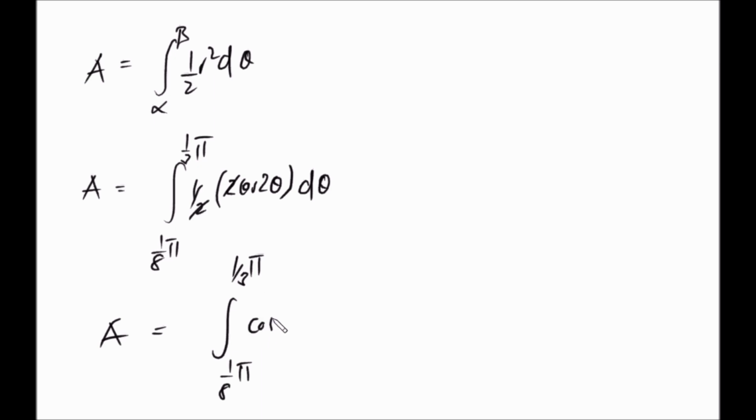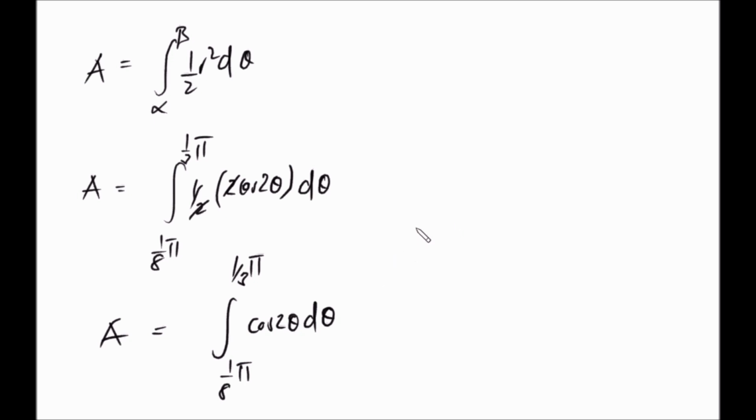We have said area is equal to, from alpha to beta, you integrate 1/2 r squared with respect to theta. So our alpha is 1/8 pi, our beta is 1/3 pi. So we have half. This time you don't square, because you have already been given r squared. So with respect to theta. So 2 and 2 go. So our area is just integrating now from 1/8 pi to 1/3 pi, cos 2 theta with respect to theta.